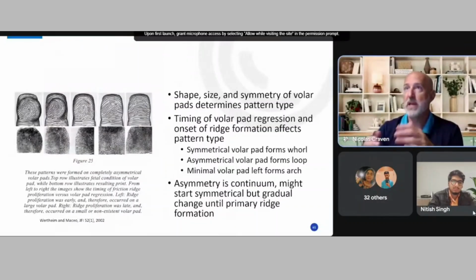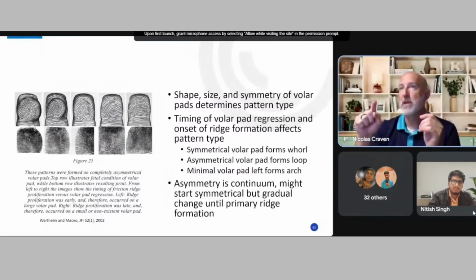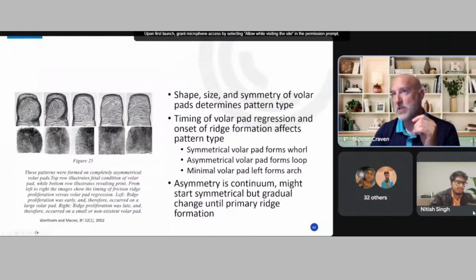With the symmetry, like I was talking about, if the symmetry of this volar pad leans, let's say, to the right or to the left, then you're going to tend to get more of a loop formation. And again, the size also depends on how big that swelling is. So this one, the swelling is big, but it's leaning towards the right, and that creates that slant loop. In this case, it's a right slant loop.